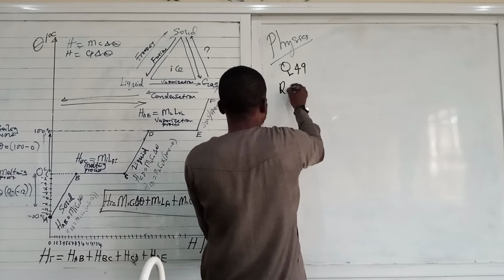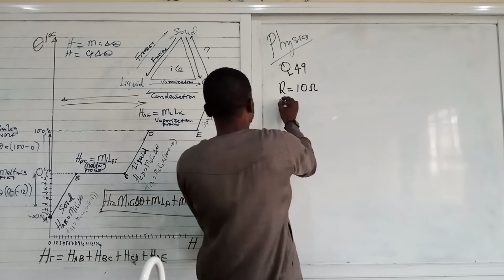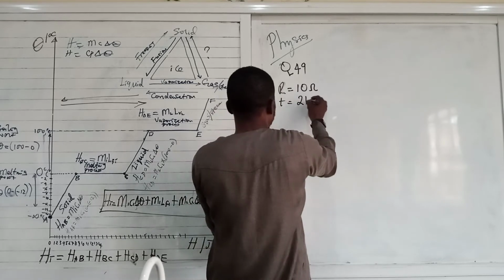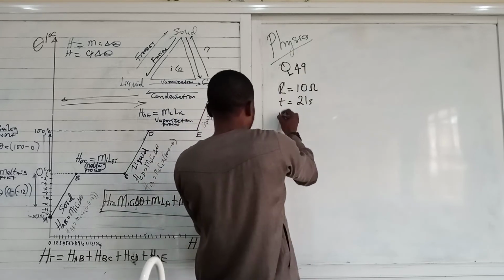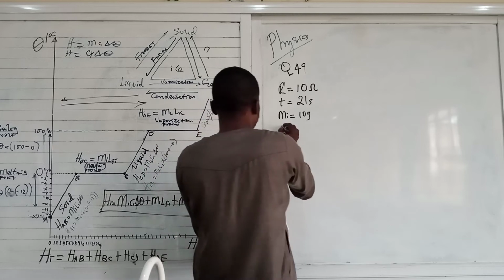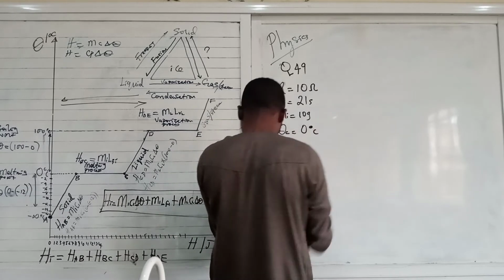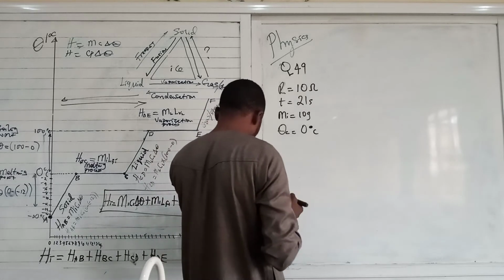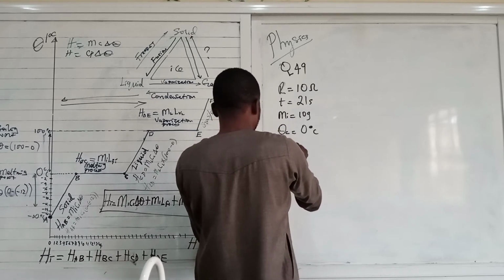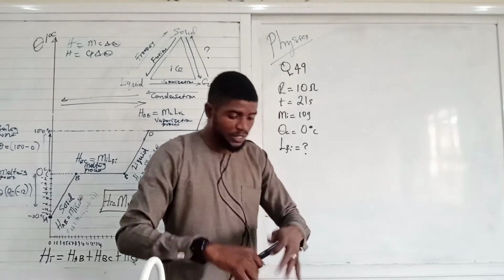So data collection, our R is given as 10 ohm. The time taken for the current to flow through the circuit is 21 seconds. The mass of ice is given as 10 grams. And the initial temperature, I call it theta cold, of the ice is given as 0 degrees Celsius. Assuming no heat losses, they are asking us to determine the current. The specific latent heat of fusion of ice is not given in the data. How do we go about it? Very, very simple. Stay with me.